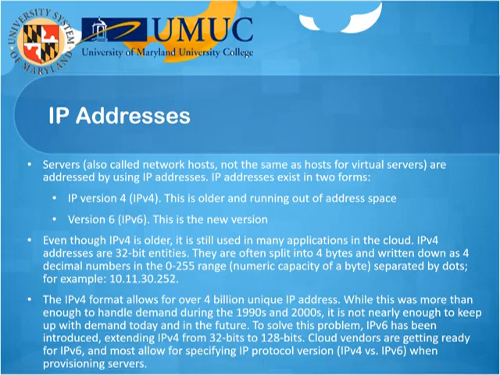While this was more than enough to handle demand during the 1990s and 2000s, it is not nearly enough to keep up with demand today as in the future. To solve this problem, IP version 6 has been introduced, extending IP version 4 addresses from 32 bits to 128 bits. Cloud vendors are getting ready for IP version 6 and must allow for specifying IP protocol version when provisioning servers.